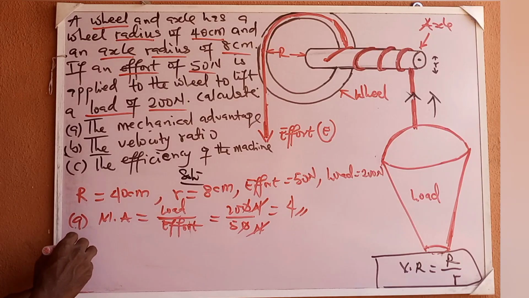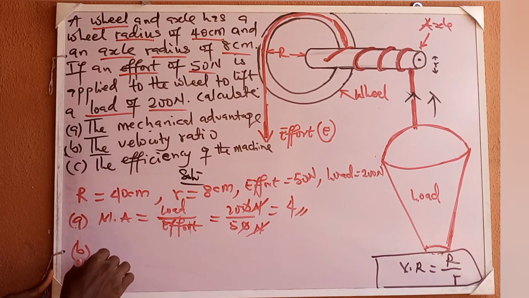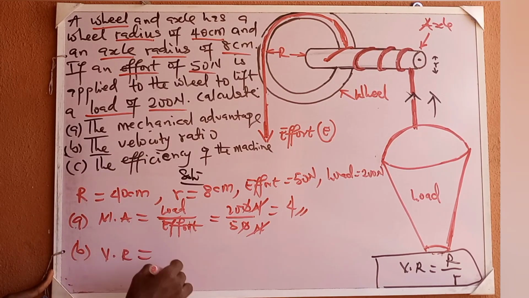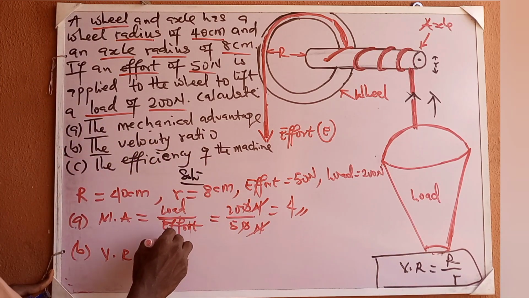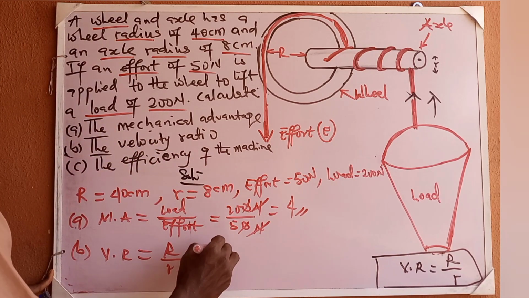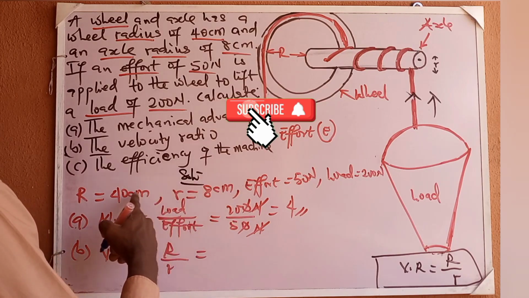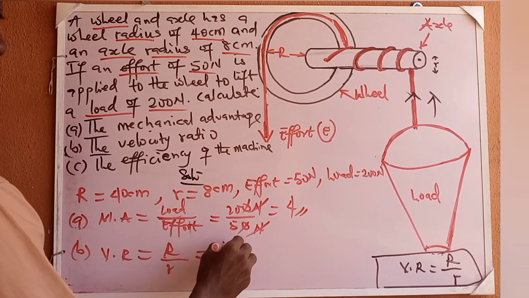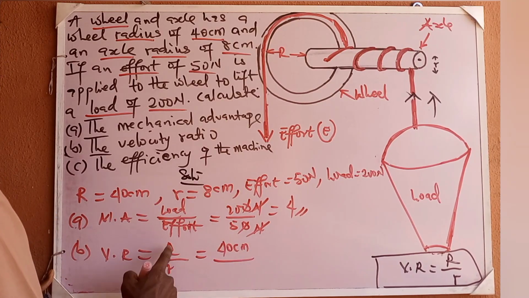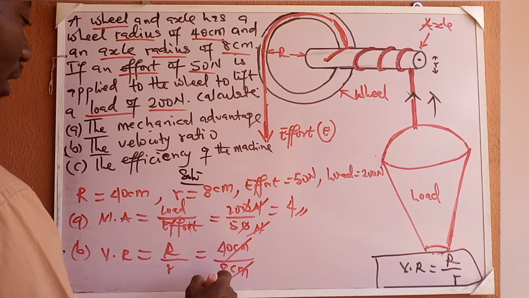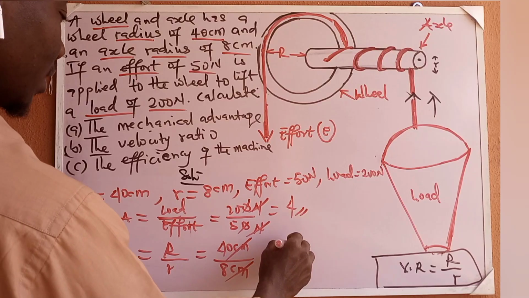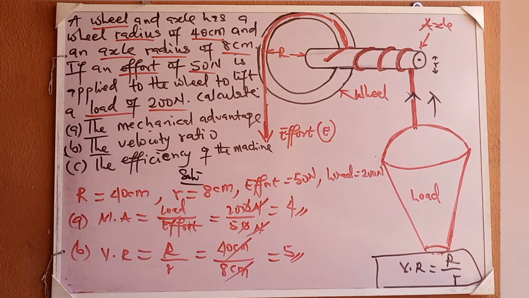Let's go to the B part of the question, which asks for the velocity ratio. Velocity ratio, as we have established, is the ratio of big R to small r. So we're going to say R upon r. Then big R, which is the radius of the wheel, is 40 cm. The small r, radius of the axle, is 8 cm. So this cm goes with this cm. 8 in 40 gives us 5. Again, there is no unit for velocity ratio because centimeters have cancelled.